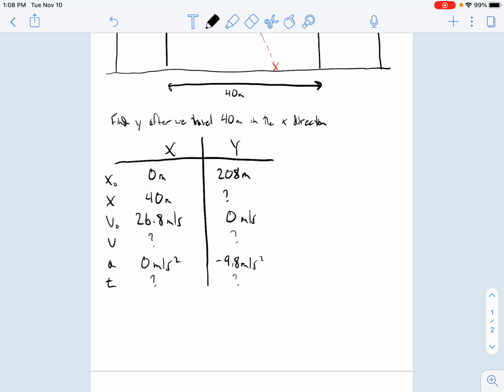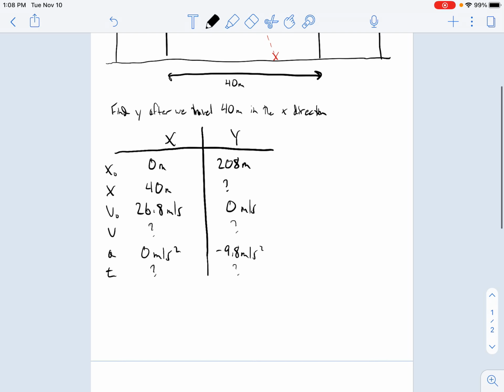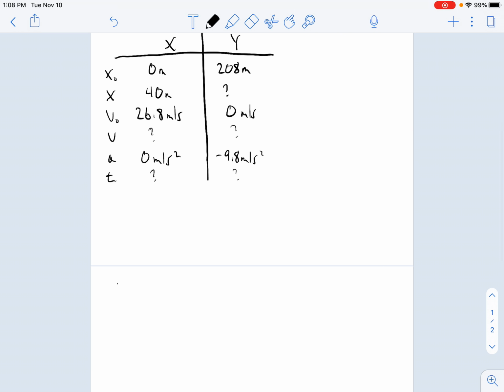One thing that's going to help us figure out time is if instead I focus in on our x direction. So I'm going to start by looking at the x direction here, and I want to figure out the time it's going to take us to travel 40 meters. So I'm going to make use of our initial position, our final position, our initial velocity, our acceleration. I want to figure out time.